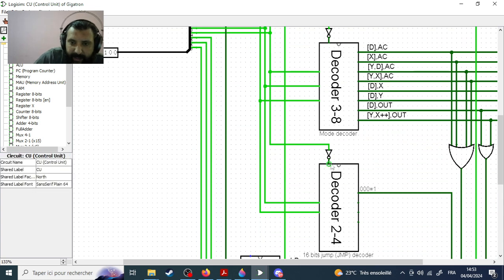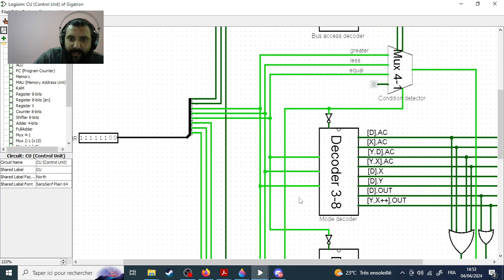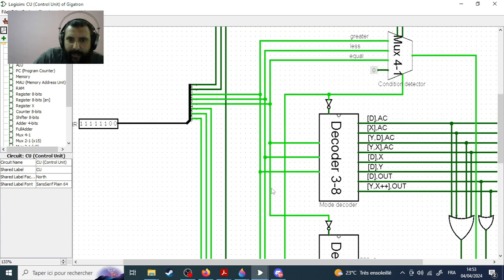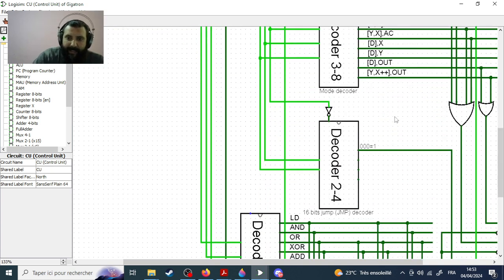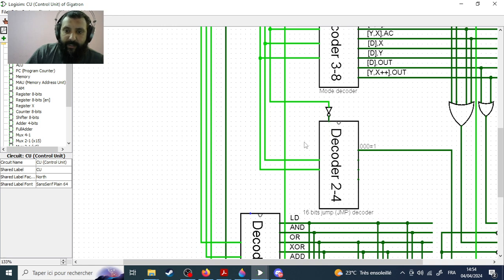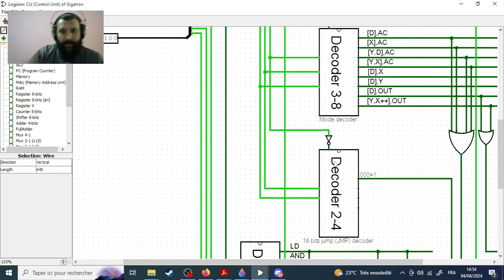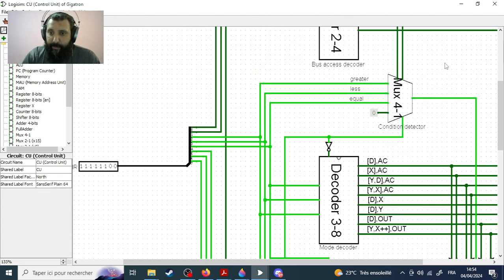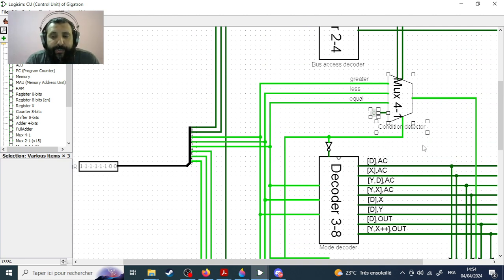This one, the enable, depends actually on another thing. It's different. Okay, sorry, I will talk about that later. This circuit is responsible for the BCC instruction, for the condition. But this activation is not controlled by this line. We'll talk about that later. It's activated differently. This line activates the multiplexer. This multiplexer is used to choose the condition.